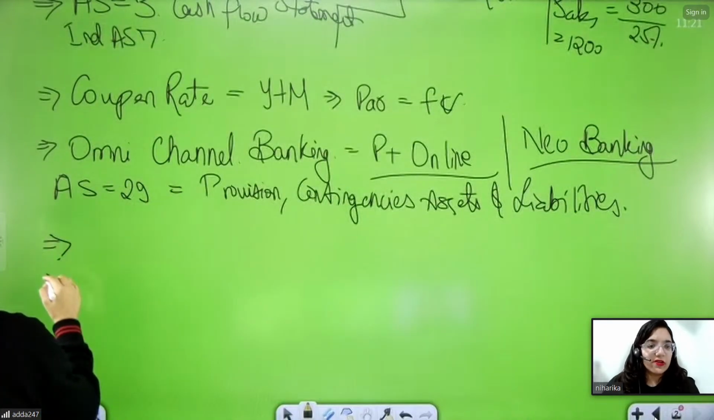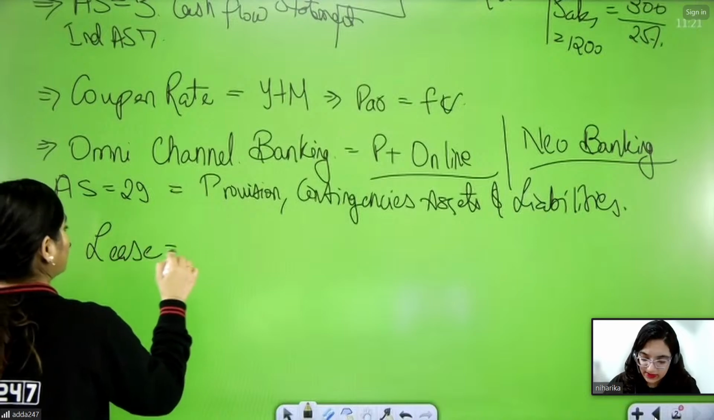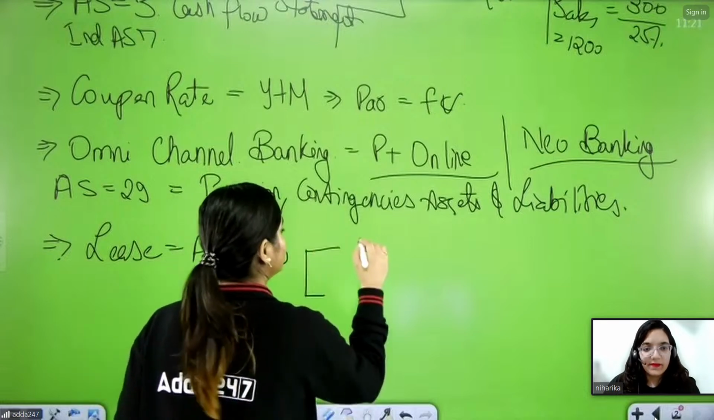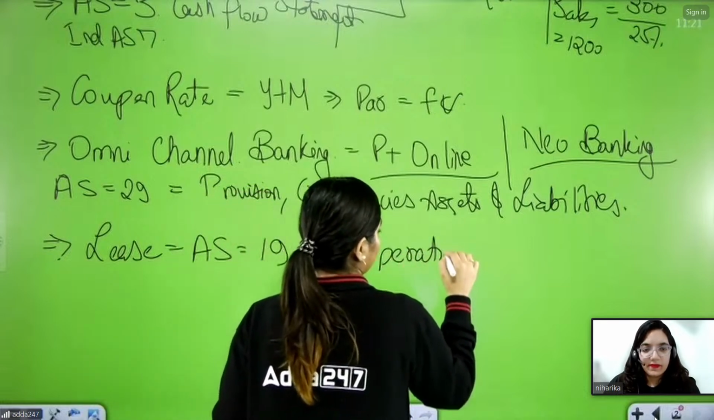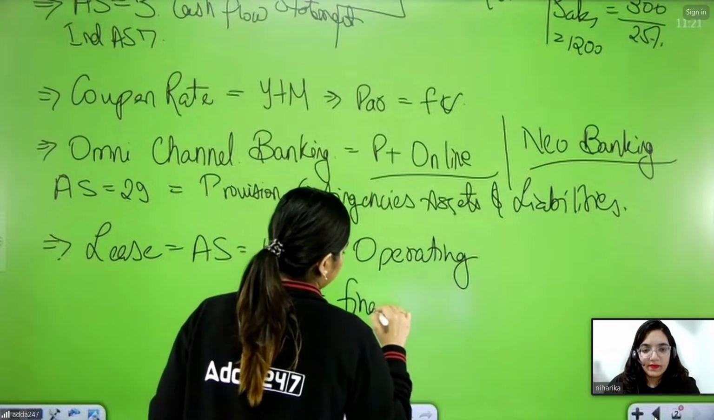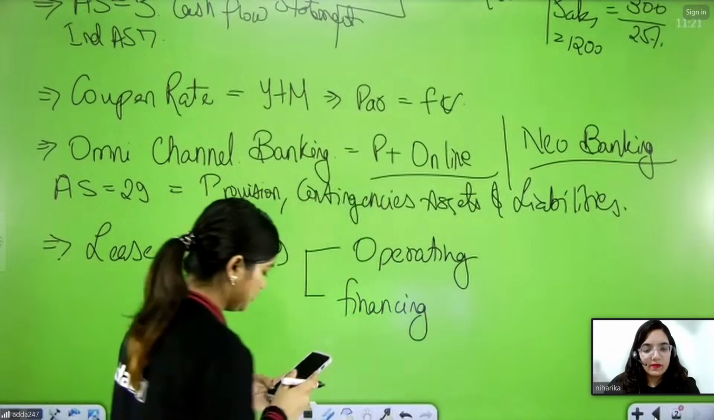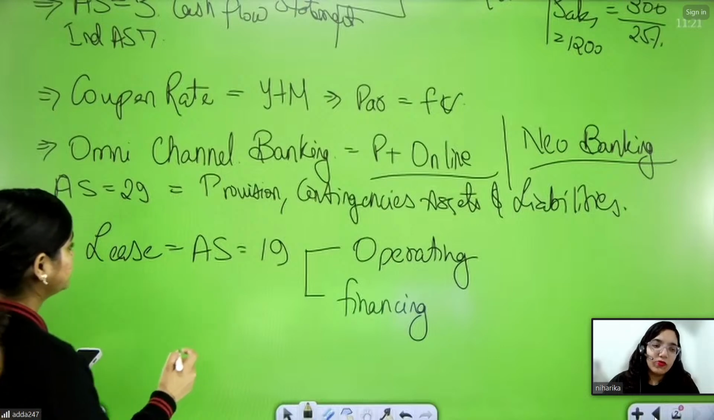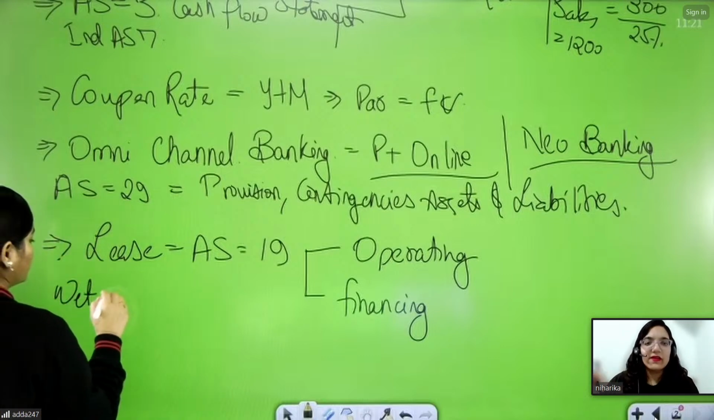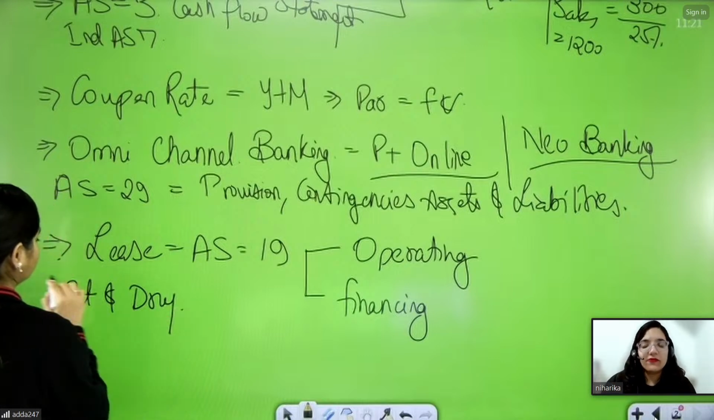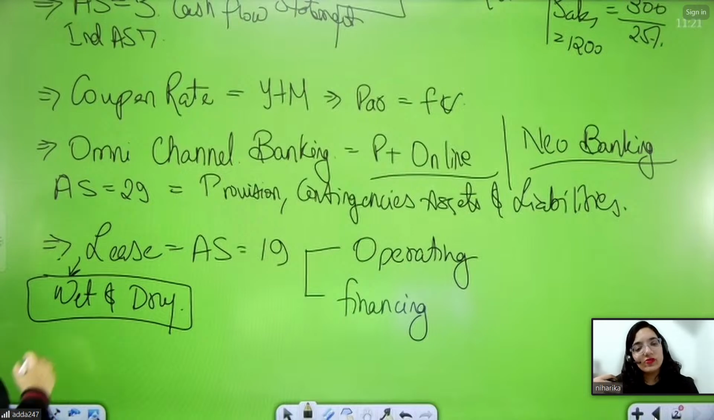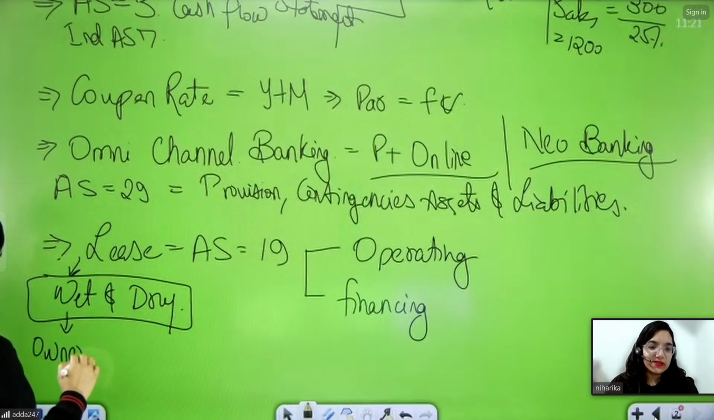Lease is also one of the AS. It is AS19, and as per AS and Ind AS, they divide it into operating and financing lease. We have only two types of bifurcation. The other bifurcation would include wet and dry lease. Wet lease is where the maintenance liability is on the owner. When it is on the person who is actually using it, it's called dry lease.